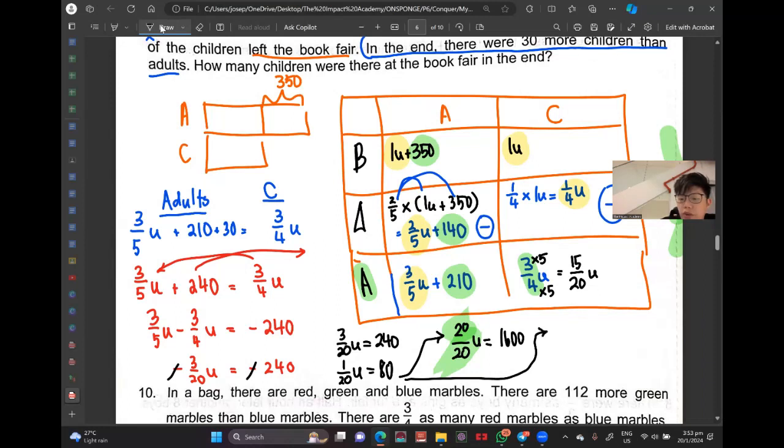So you use your 1 over 20. You find 15 over 20. How do you do that? Very simple. You just have to do, very good, 80 times 15. Because if 1 over 20 is 80, then 15 over 20 will be 80 times 15. That gives you 1,200, and there are 1,200 children at the book fair in the end.